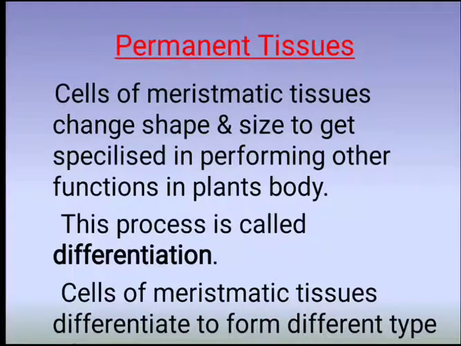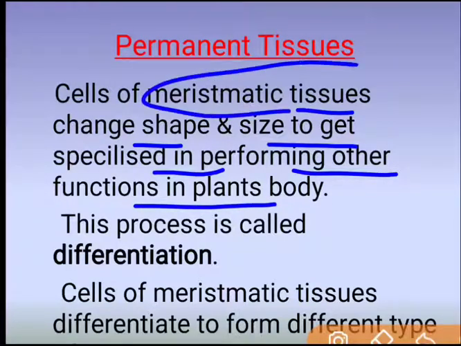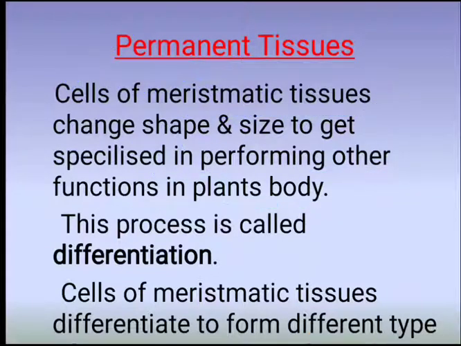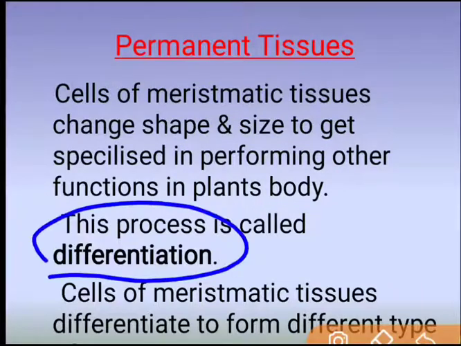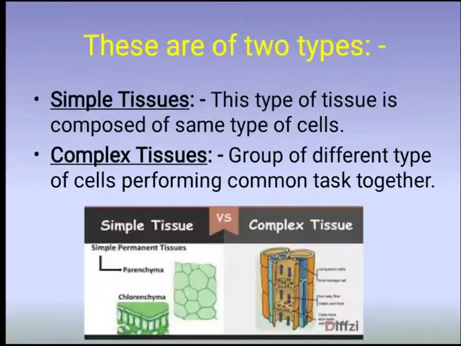Actually, cells of meristematic tissues, as I told you, are continuously dividing. So they can change shape and size to get specialized in performing other functions in the plant body. When the cells of meristematic tissue become specialized, they convert into permanent tissue. This process is known as differentiation. Cells of meristematic tissue differentiate to form different types of permanent tissues.